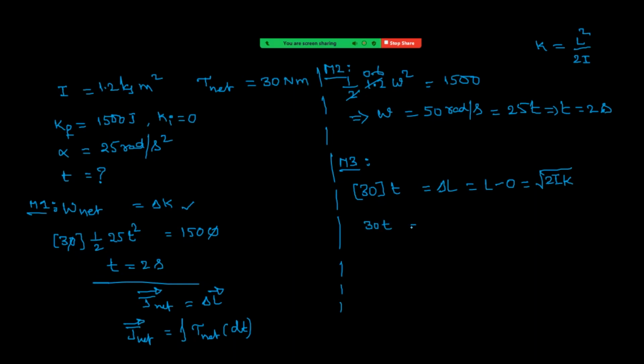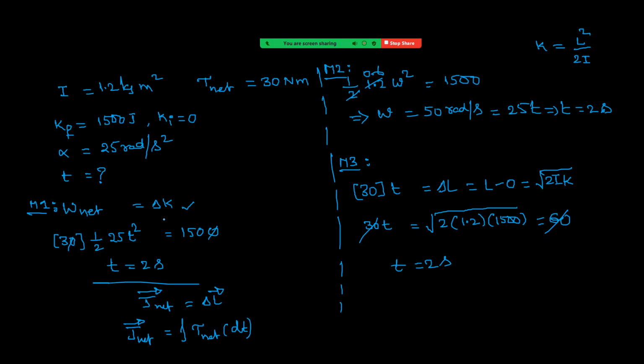30 into t is equal to root of 2 times I value 1.2, K value 1500. This is equal to how much? It is equal to 60, right? This value 60. So here the 2 cancels, so t equals 2 seconds.